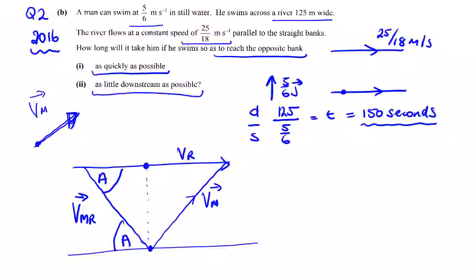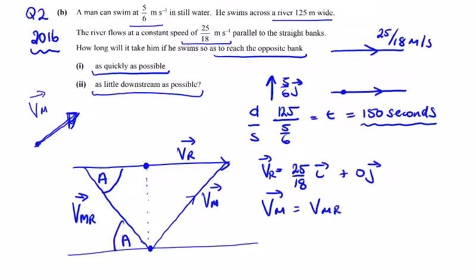So let's see what we can say with vectors here. The velocity of the river is equal to just 25/18 in the I direction: 25/18 i plus 0j. The velocity of the man we don't know, but we know, and we've done a lot of these questions, that the velocity of the man is the velocity of the man relative to the river plus the velocity of the river.